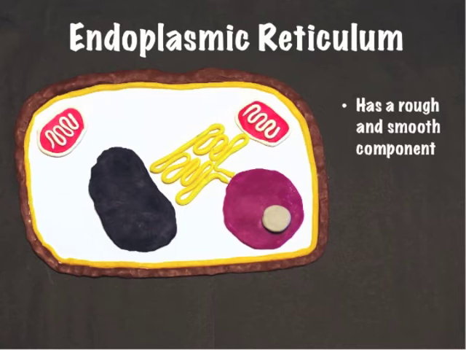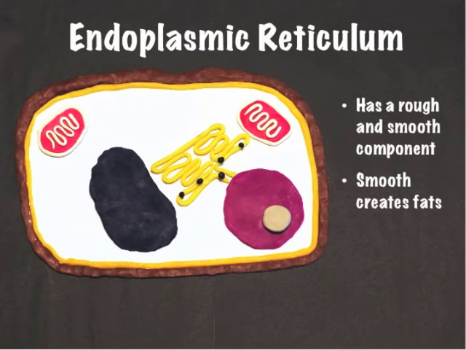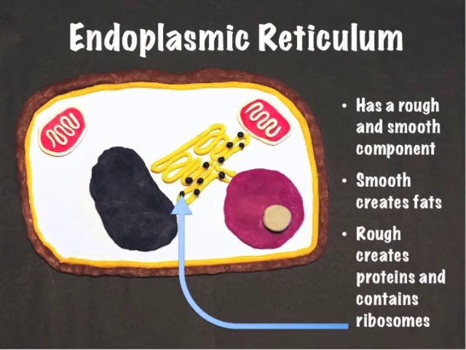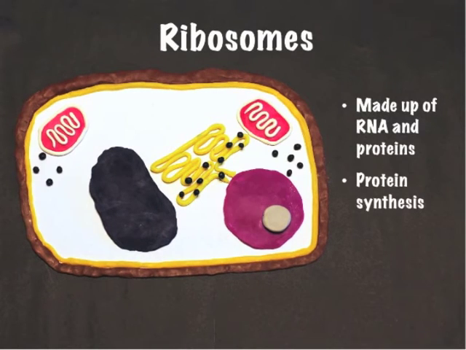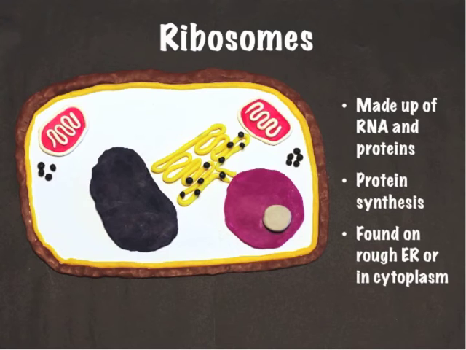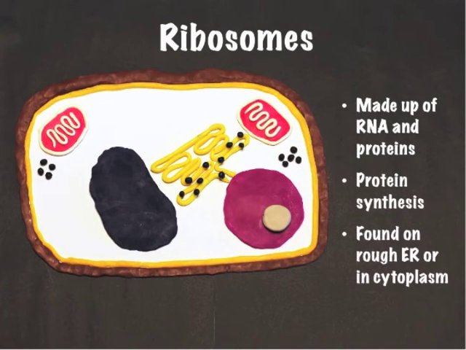The smooth ER creates fats, steroids and hormones. The rough ER creates proteins and contains ribosomes. Ribosomes are comprised of RNA and proteins. On the rough ER or floating free is where they can be seen. Protein synthesis is their one important role, as without this process the cell just cannot grow.